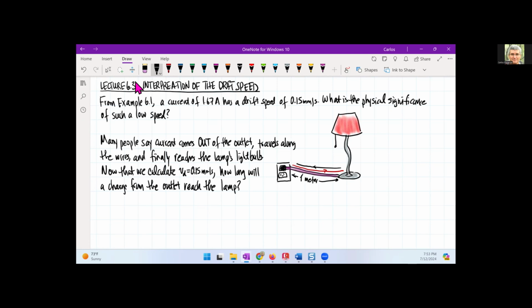Well, that's just a simple kinematics relationship where we say if the drift velocity is constant, then it's going to travel a distance of 1 meter over a time. And so this time should be the distance divided by the drift velocity, which will be, of course, 1 meter over 0.15 times 10 to the minus 3 meters per second. And that turns out to be 1 hour and 50 minutes for that time.